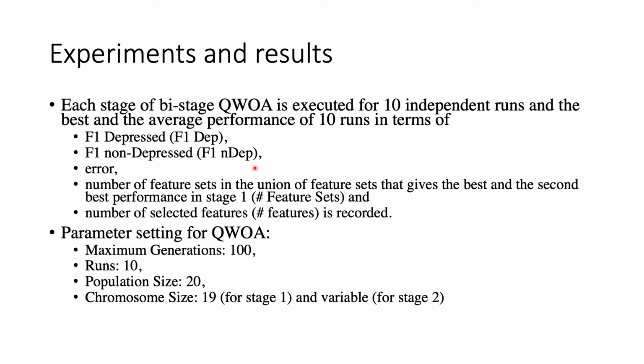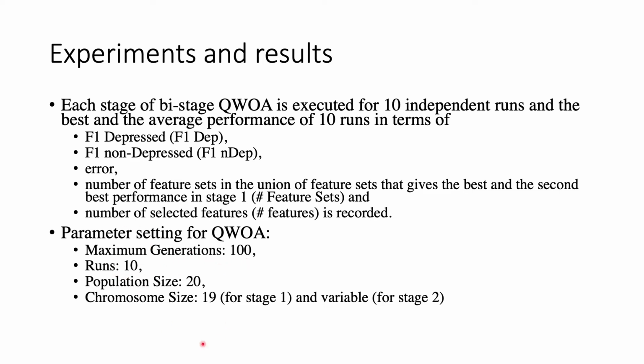These are the experimental results. We deliver the performance in terms of F1 depressed score, F1 not depressed score, error, and the number of feature sets selected for stage 1 and number of features selected for stage 2. And the parameter setting for the QWOA algorithm is done as follows. Maximum generation we consider 100.